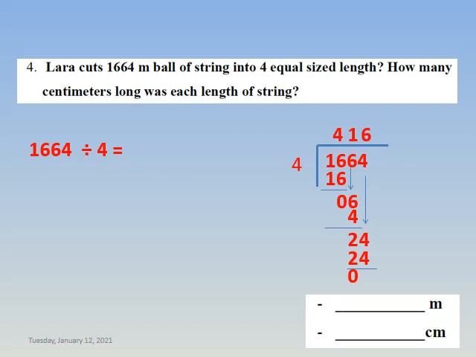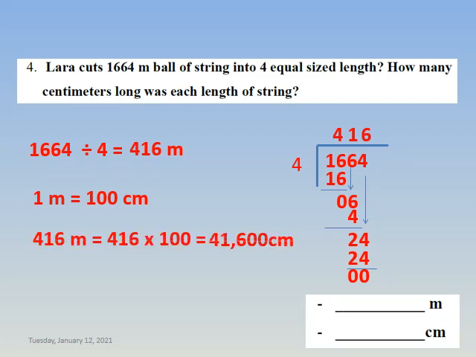meters. In order to change the meters into centimeters, we should remember that every 1 meter has 100 centimeters. So the 416 meters, I will multiply them by 100 to give me 41,600 centimeters.